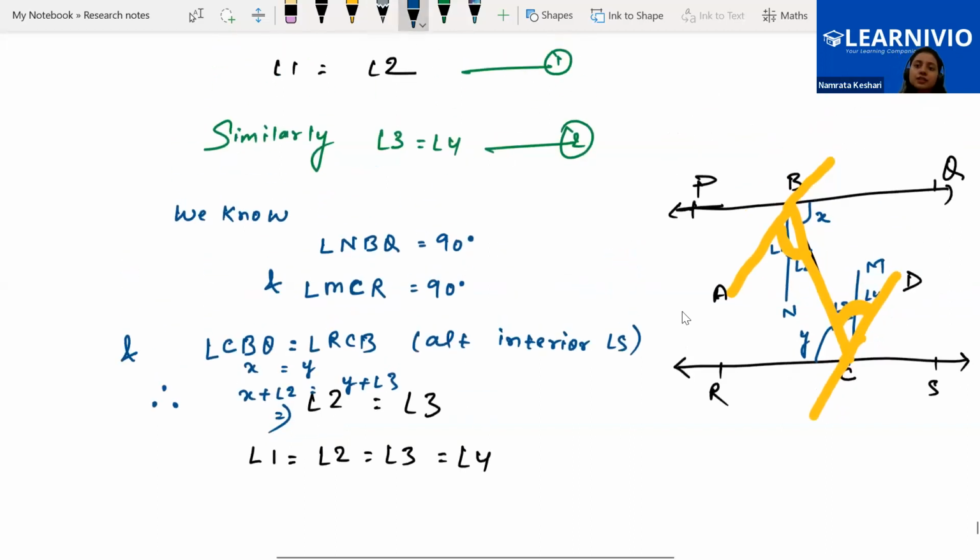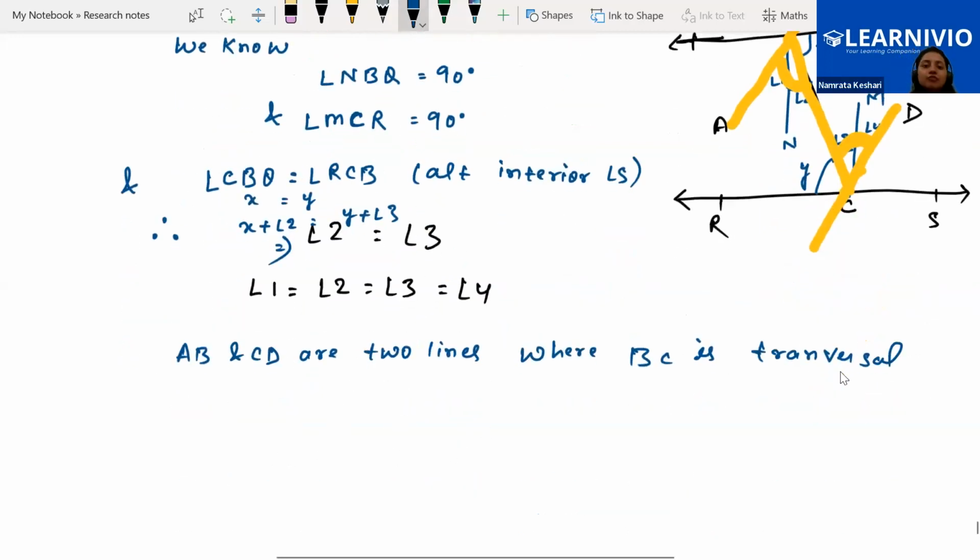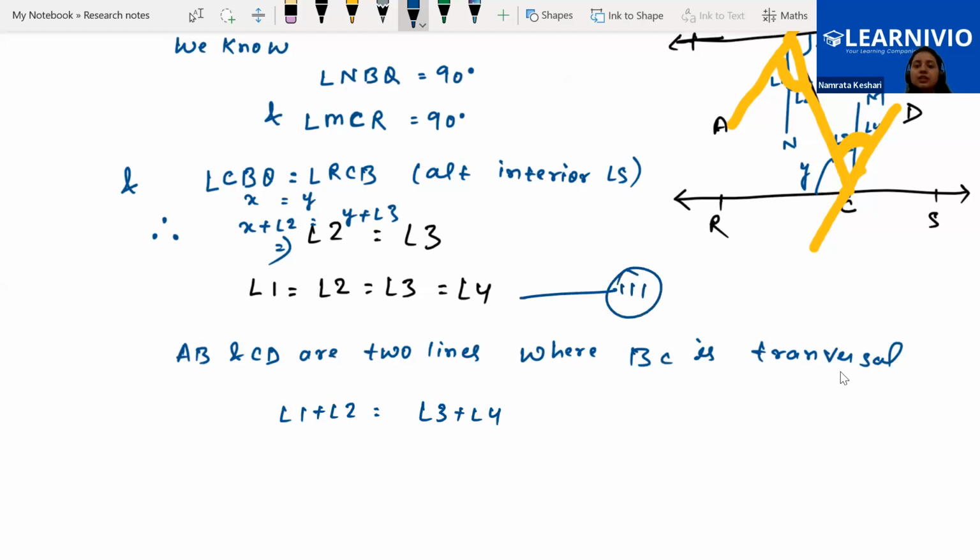So now we can say that AB and CD are two lines where BC is a transversal. We don't know whether the lines are parallel or not. So far we don't know if it's a pair of parallel lines. We are just saying we have two lines and there is a transversal. Now, angle 1 plus 2 is the same as angle 3 plus 4. We can see that from equation number 3.